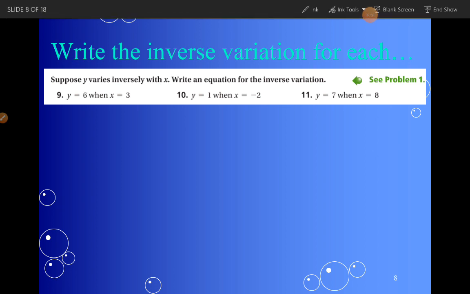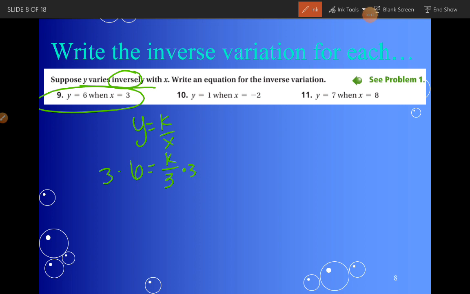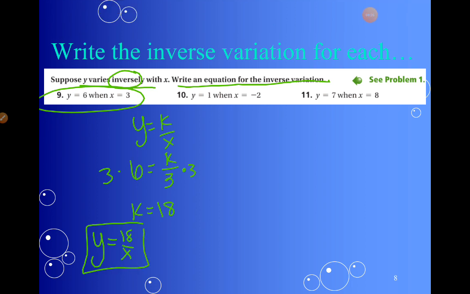We'll do one of these just to make sure we got it. Let's just do the first one. So again, that varies inversely tells me I'm using y is equal to k over x. Plug in what we know. We know y is 6. We know x is 3. I'm going to multiply both sides by 3. I get k is equal to 18. And again, this just wants the equation. So I get y is equal to 18 over x. And that would be how we do these.